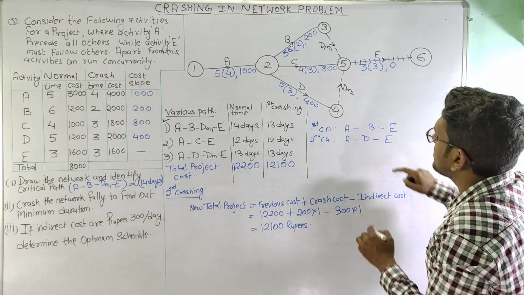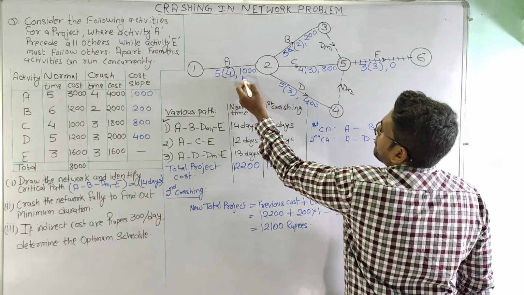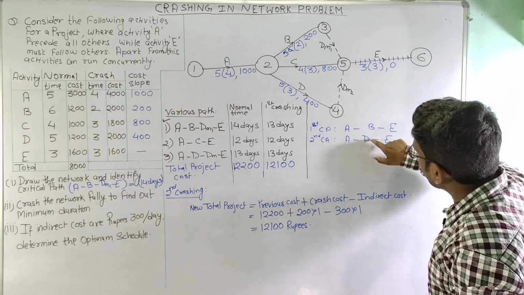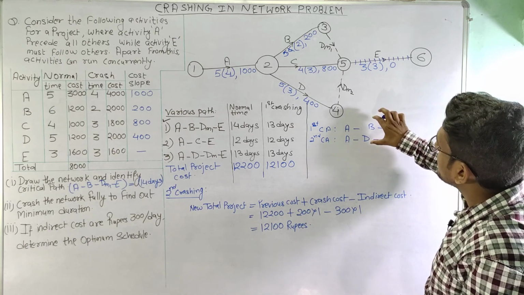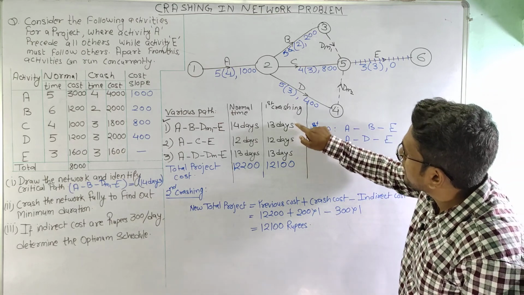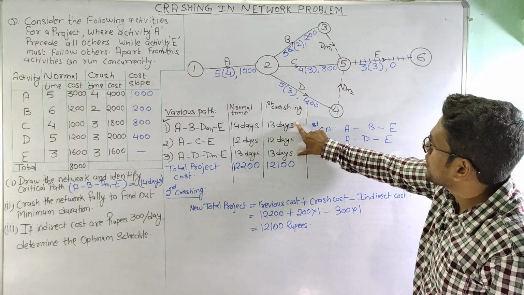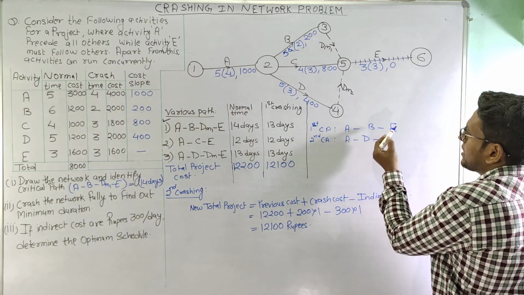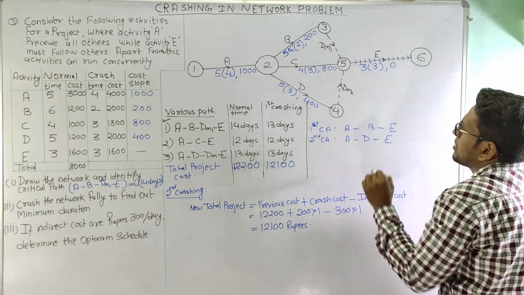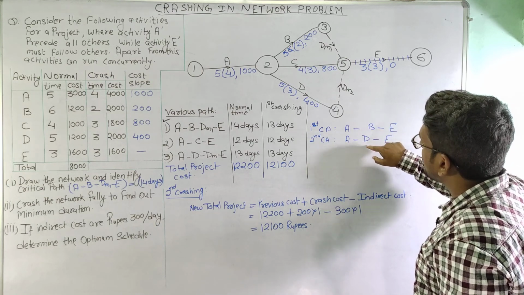So if activity A is crashed, it will have the slope of 1000, and if activity B is crashed, then we need to crash activity D also, because then only both the durations will be reduced, otherwise the critical path will not reduce, that is, the total time duration of the project is not reduced. So if A is reduced, then A is in both the paths, so we do not need to do anything else. So if B is reduced, then we need to reduce D also.